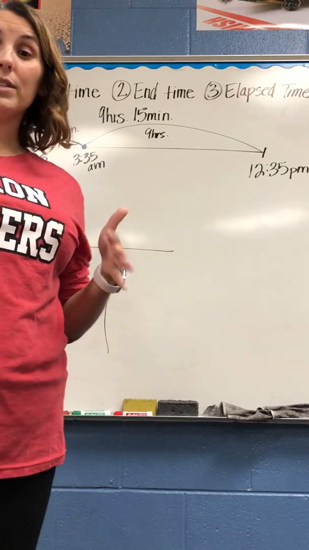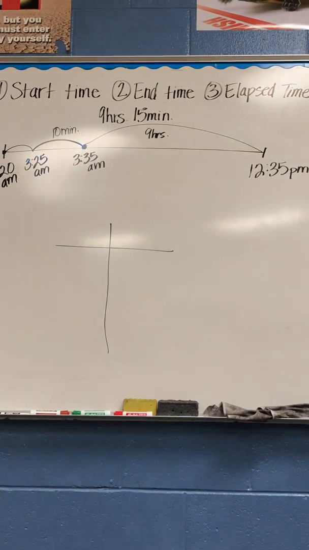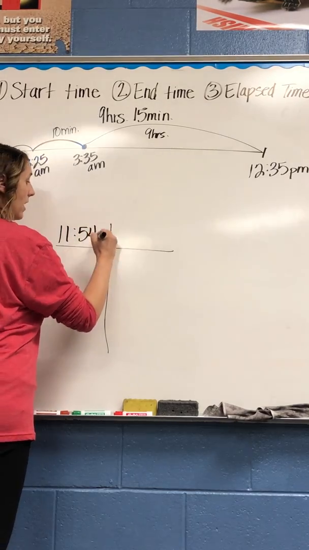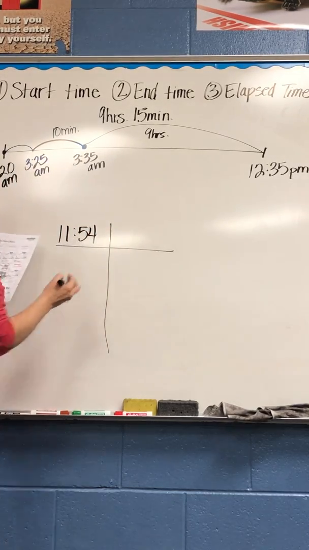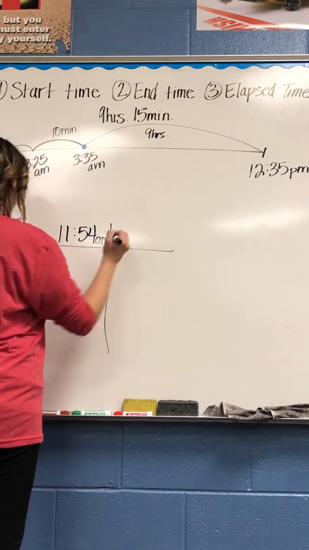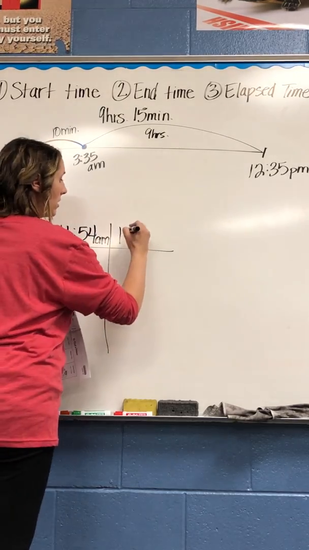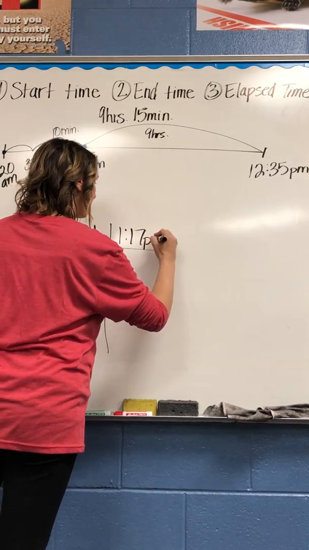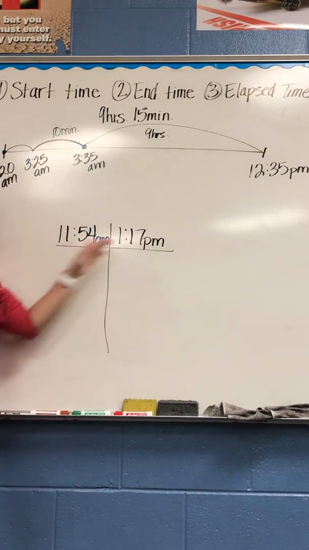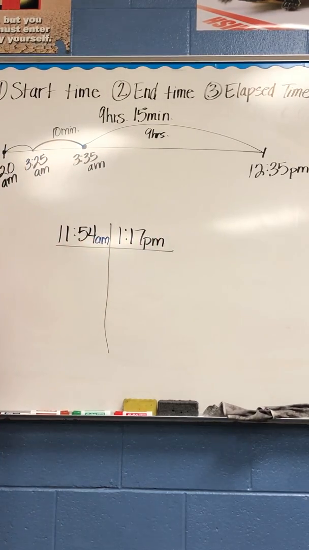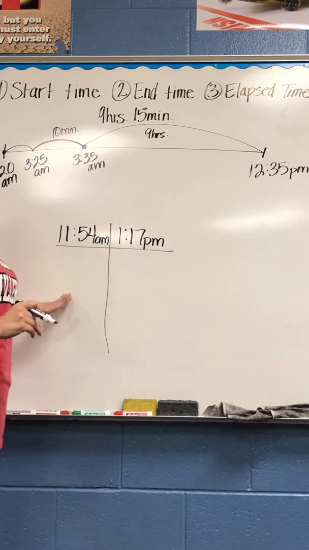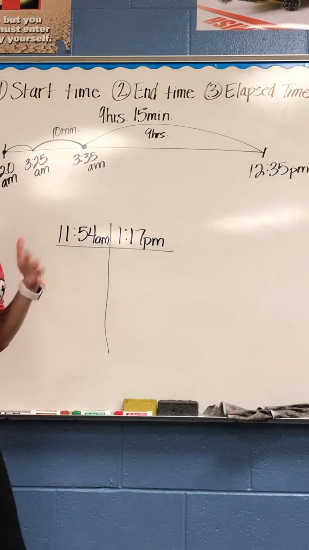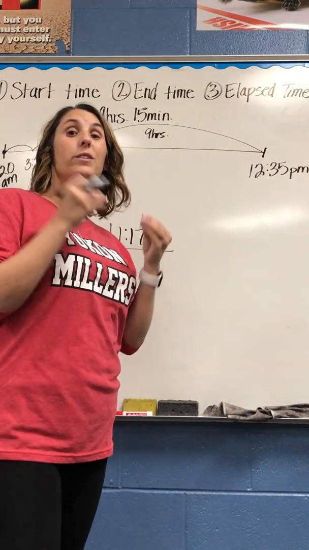Now let's say that I want to find the elapsed time. Let's say I have 11:54 AM, and I'm trying to figure out how long it is if I go to 1:17 p.m. Now this is the T-chart method, which I can use if that elapsed time piece is the one that I am missing. So here again, kind of the same way to start. You're going to start with your biggest chunks first.